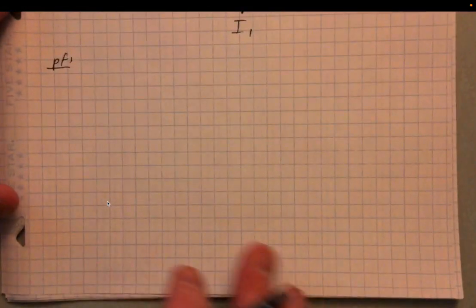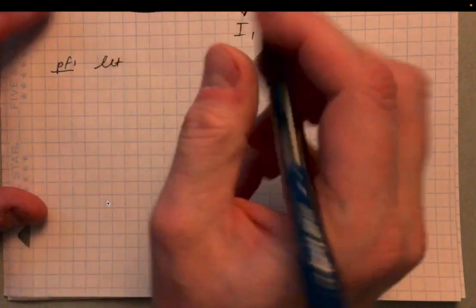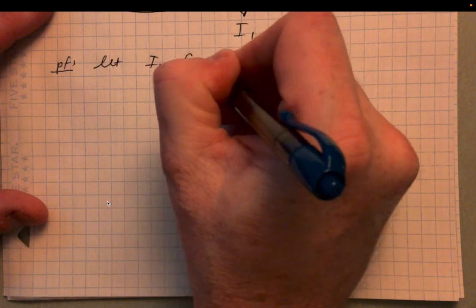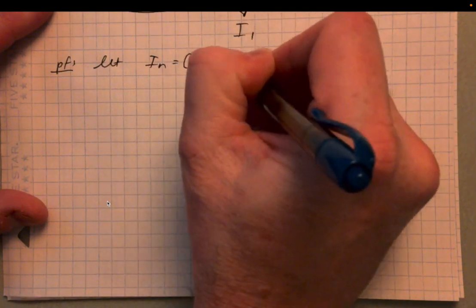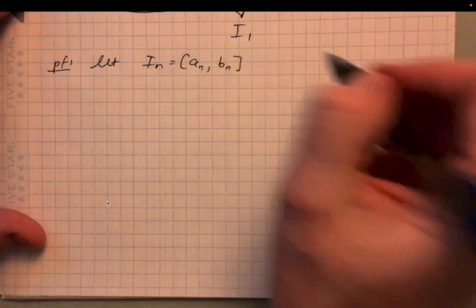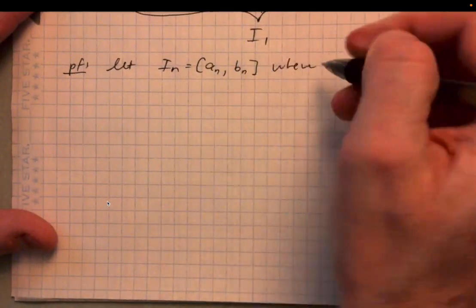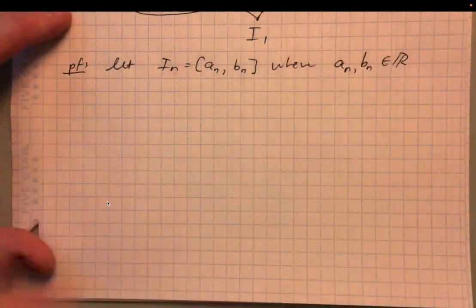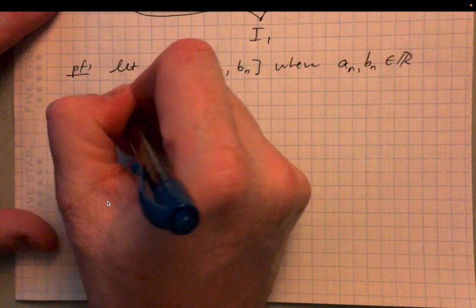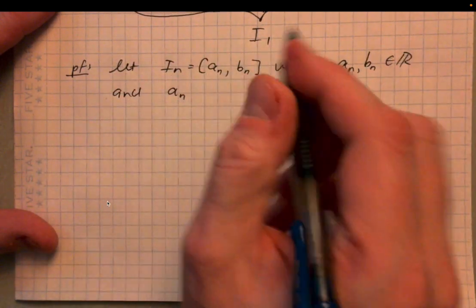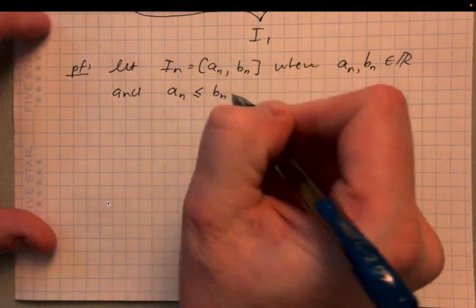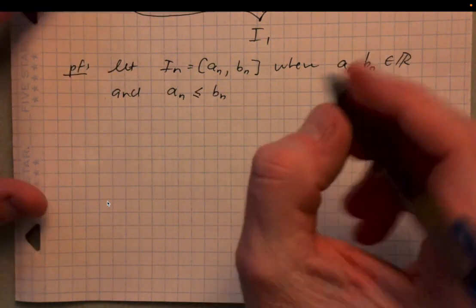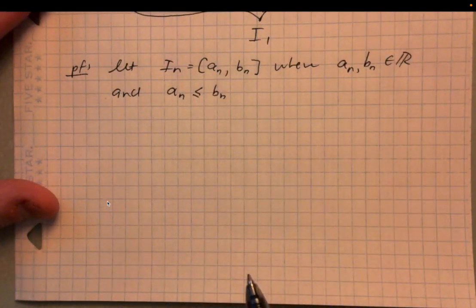So let I sub n equal the interval a sub n to b sub n, just exactly what we've drawn above, where a sub n and b sub n are real numbers. And we'll say, just to clarify here, a sub n must be less than or equal to b sub n. So let's start with just defining what we mean by an interval.